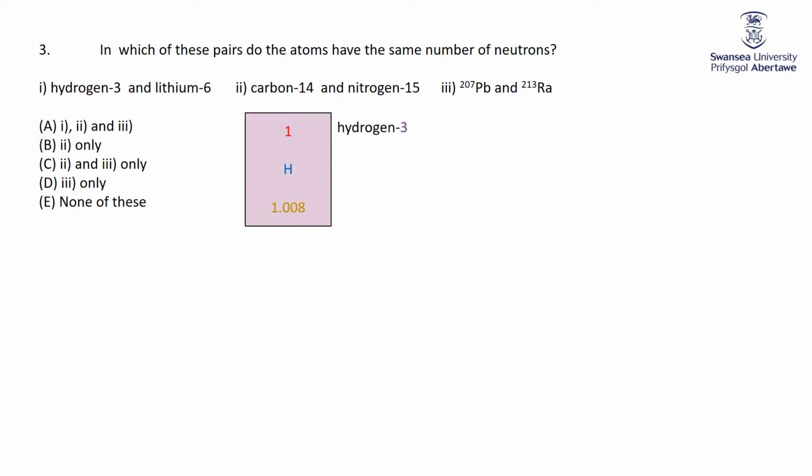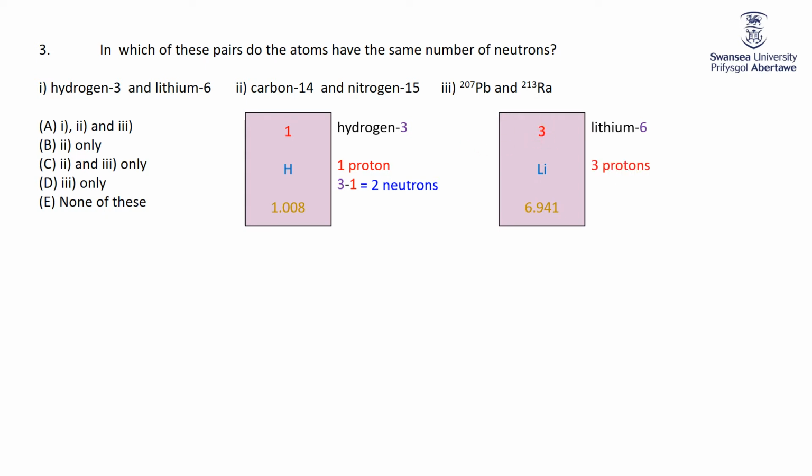There's hydrogen on the periodic table. It's got an atomic number of 1, so that's 1 proton. This 3 is, of course, the mass of this particular isotope, this particular atom. So therefore, the number of neutrons is 3, which is the total of protons and neutrons, minus 1 proton, which is 2 neutrons. So hydrogen 3 has 2 neutrons. Lithium 6, lithium has atomic number 3, so that means 3 protons. 6 minus 3 is equal to 3 neutrons, so therefore these do not have the same number of neutrons. Hydrogen 3 has 2, lithium 6 has 3.